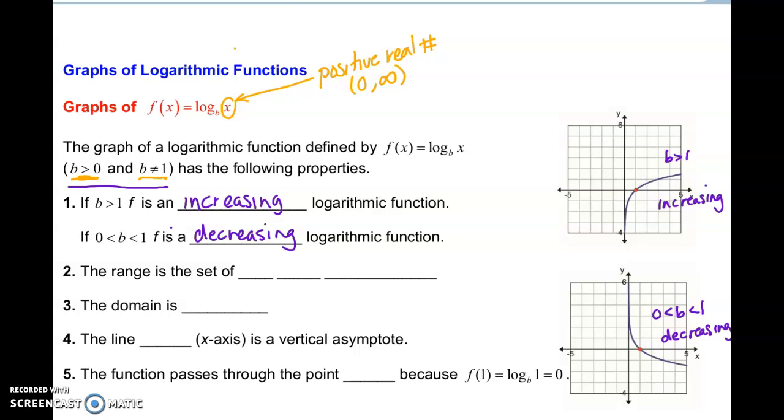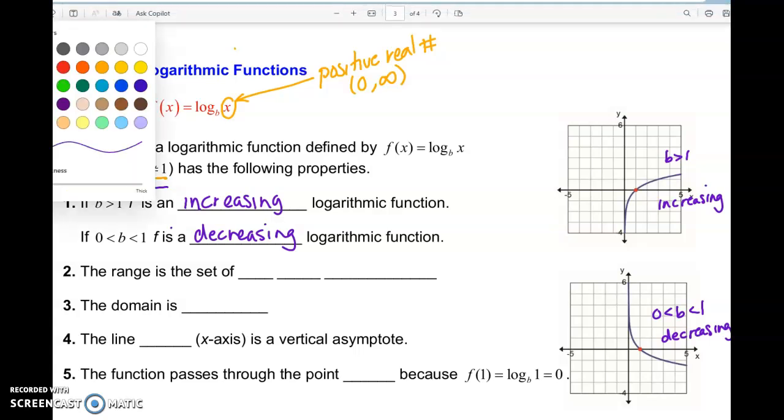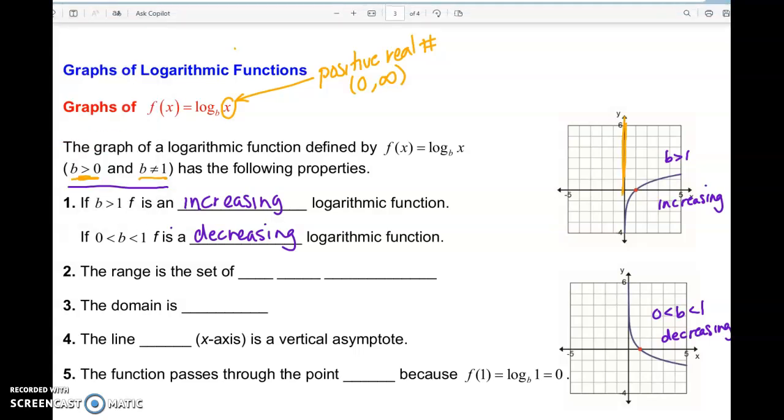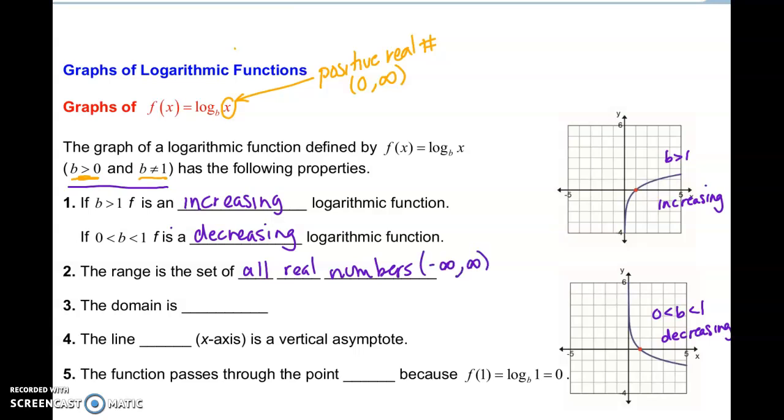The range of these logarithmic functions, remember we're looking at the y-axis. On the y-axis, my points go all the way down here and they go up here. This is going to continue on this way forever, and it'll continue on that way. So for the range, it's the set of all real numbers, or written in interval notation, from negative infinity to positive infinity.